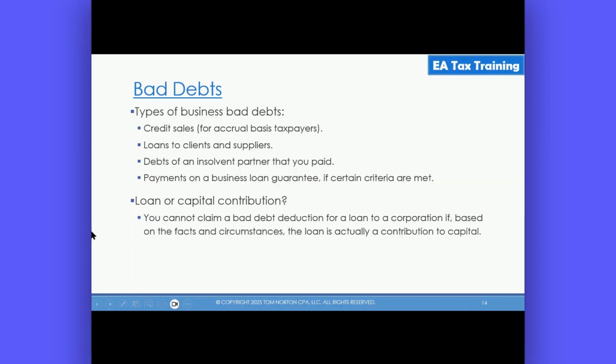Loan or capital contribution. You cannot claim a bad debt deduction for a loan to a corporation if, based on the facts and circumstances, the loan is actually a contribution to capital. So this goes back to why it is so important that you have in place things such as loan agreements, and that they have market interest rates and that they are the same type of loan agreements that you would use with someone who is not a related party. Because if you are loaning money to a corporation, then you are going to be related parties. So you want to make sure if you are doing that loan, two things. It's called substance and form.